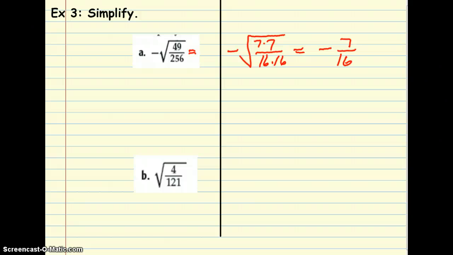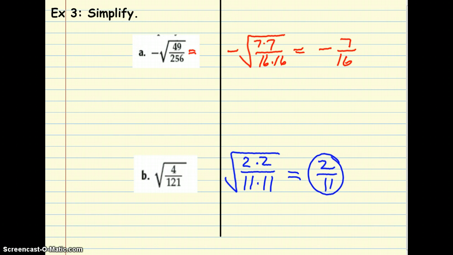Okay, so let's take a look at this one. We have square root of 4 over square root of 121. Again, 4 and 121 are each perfect squares, and what number times itself makes 4? And what number times itself makes 121? So then I know the square root of 4 over 121 is 2/11. So that is my final answer.